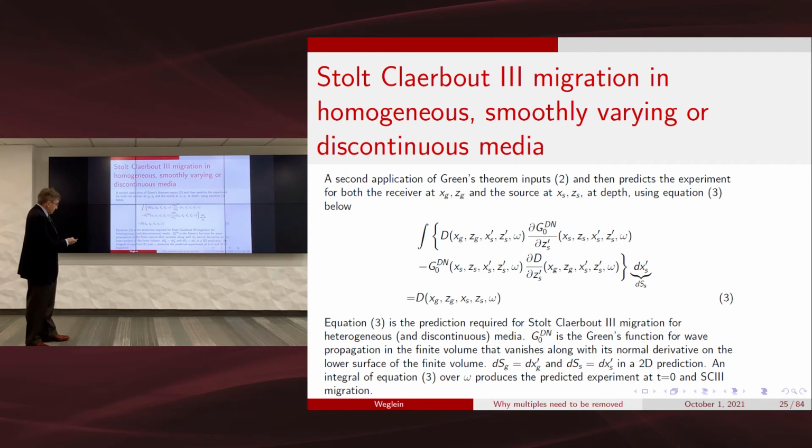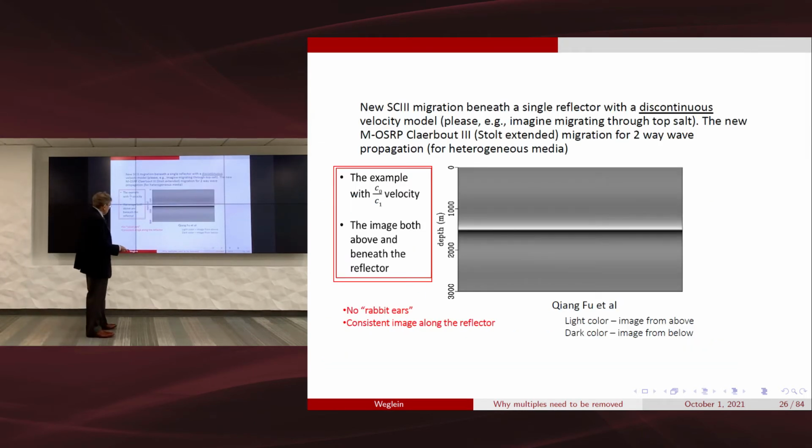They say that's wonderful. What does it do? This is the work of Chung Fu et al. This is a single reflector, yes? And it's imaging above, meaning predicting a source and receiver above, no big deal. That's homogeneous, yes? It predicts it below, yes? In other words, one is dark, one is light, and one is dark because they have opposite reflection coefficient, light and dark, yes? And there's no artifacts. In other words, there are no rabbit ears to remove. You're predicting an experiment, that's all. In other words, Claerbout 3 has a physical interpretation. It's not ad hoc.